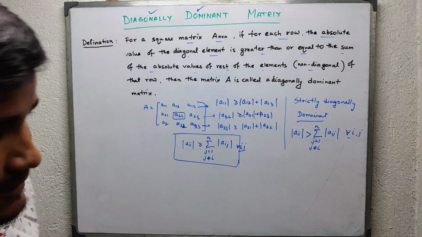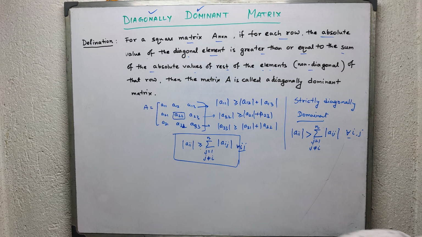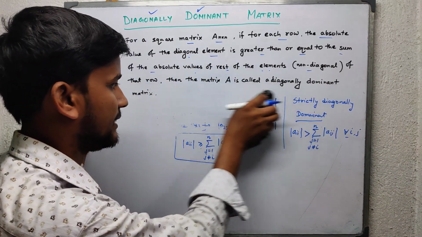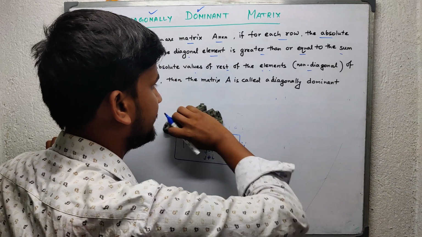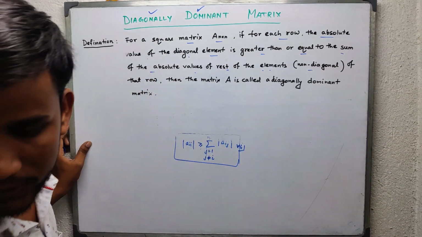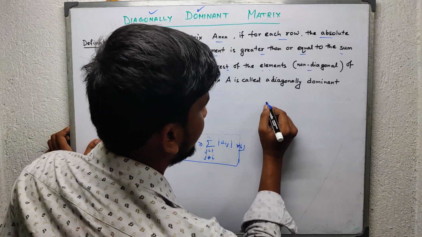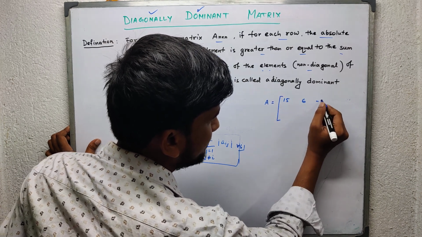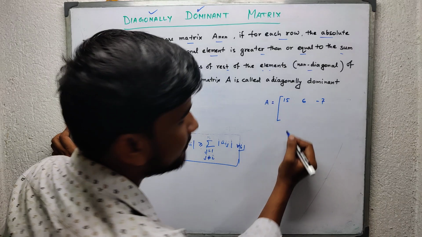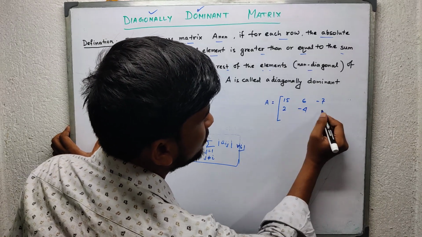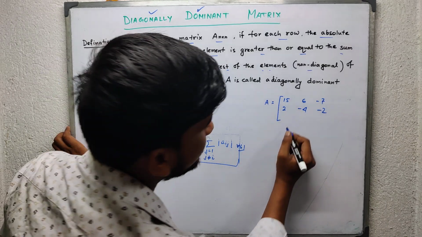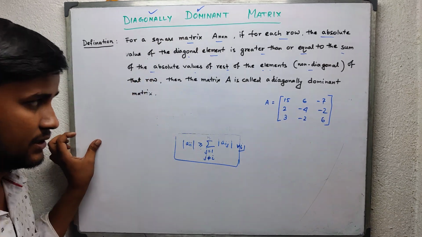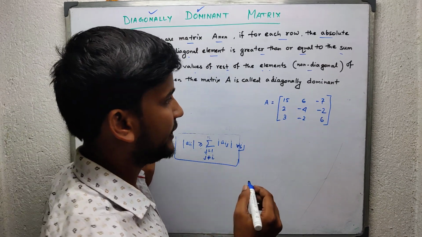Now let us take an example. Suppose the matrix is A equal to 15, 6, minus 7; 12, minus 4, 2; minus 2, 3, 2, 6, 3, minus 2, 6. Suppose this is a matrix, so check whether this is diagonally dominant or not.